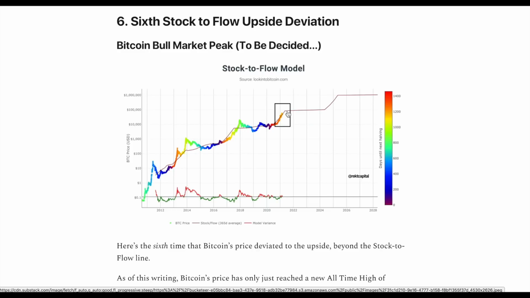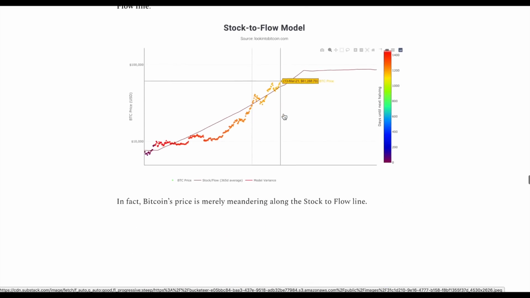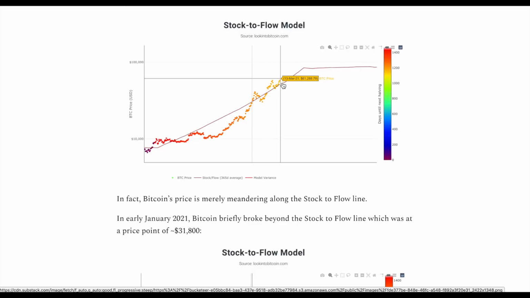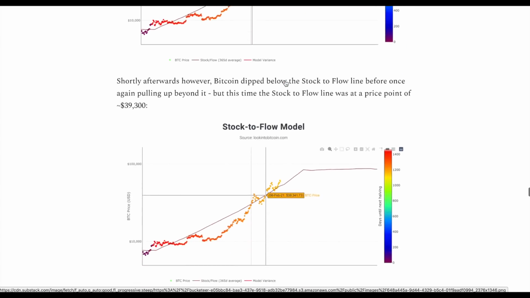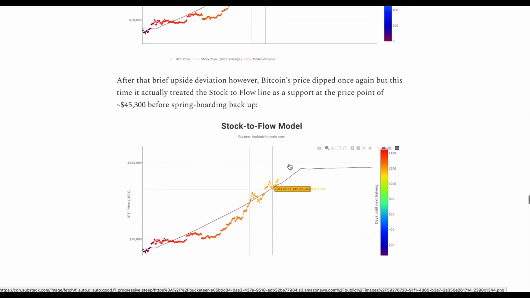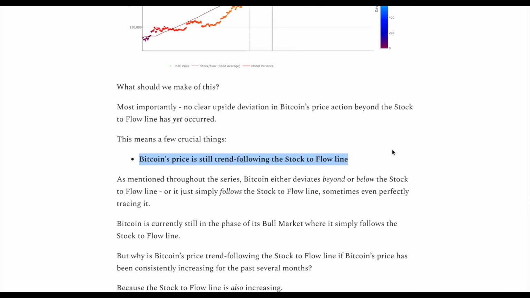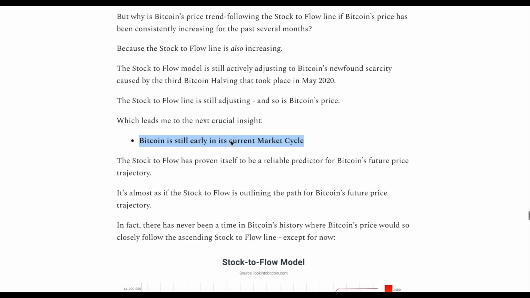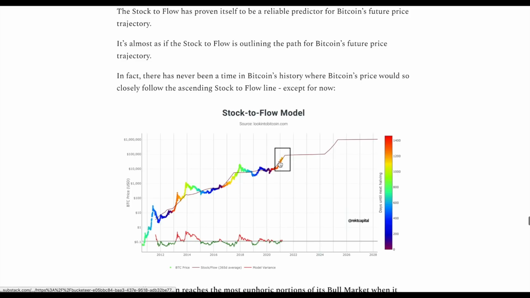So the upside deviation that occurs after the halving hasn't actually happened. The upside deviation that tends to occur to precede a bull market top, like we see over here and over here and over here, that upside deviation hasn't even happened yet, which only showcases that we're still early on in the cycle. Because at the moment, we're just trend following the stock to flow line. Nothing really is happening at the moment. The stock to flow line is increasing, and so is Bitcoin's price action, but we're not in the euphoric stage of the market cycle at the moment. So still just trend following the stock to flow line, and still early in the current market cycle because we haven't seen a deviation yet.